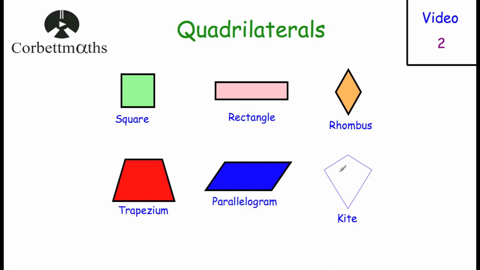And finally, we've got a kite. A kite would have one line of symmetry going down through the middle. The angle on the left and the right of this kite would be equal to each other. Okay, and if you want more details in terms of quadrilaterals, watch video 2 on Corbettmaths.